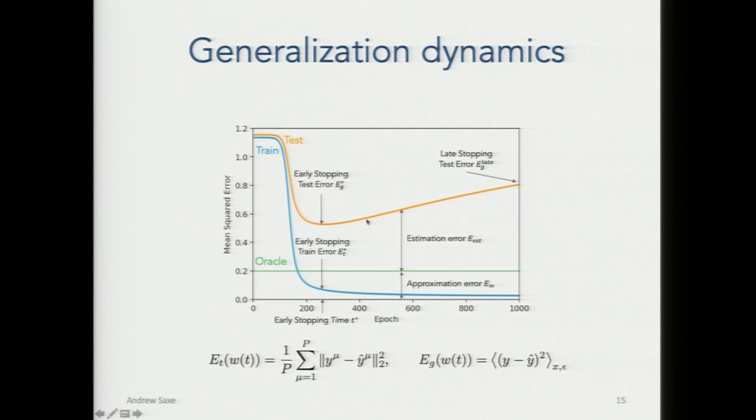And that's called overtraining. So there's this early stopping test error, which is the best you could do if you'd stopped training at the right time. And then we're interested in the gap between the training and the testing performance, which is the question of generalization. All right, so how can we describe these curves?